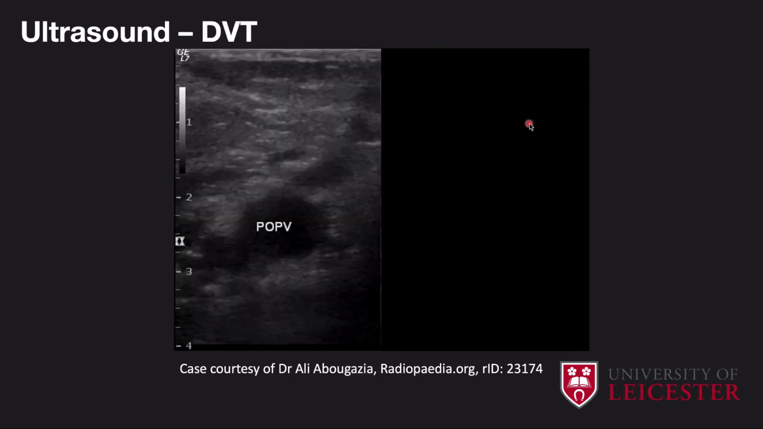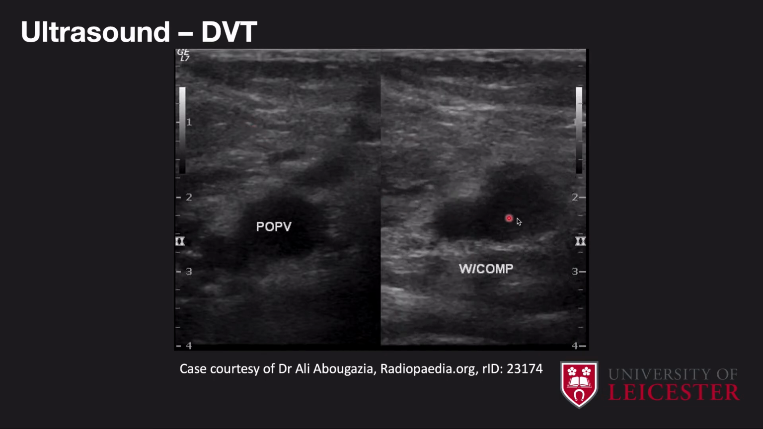Ultrasound is also used in the diagnosis of deep vein thrombosis. On the left here, we see a pretty unremarkable image of a popliteal vein. Until we perform a compression test, pressing on the vein, and as the image demonstrated here on the right, the normal vein would collapse, but in this case, there is thrombus within the vein which prevents it from collapsing. Therefore, we have a diagnosis of a deep vein thrombosis.